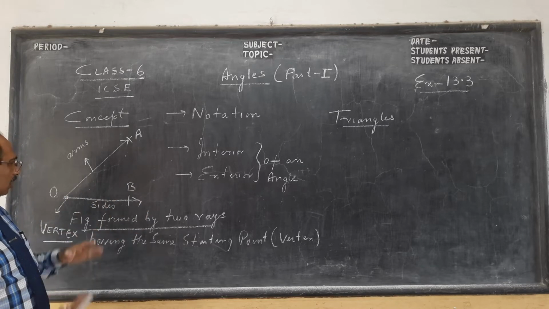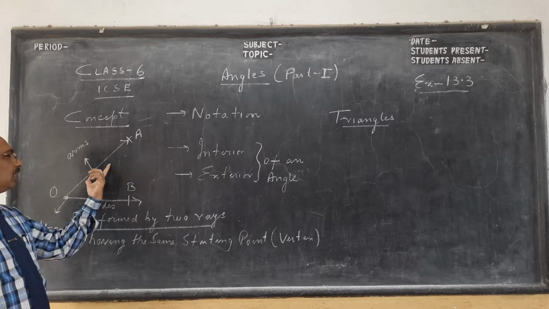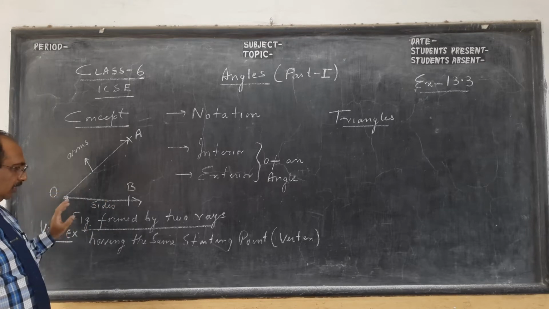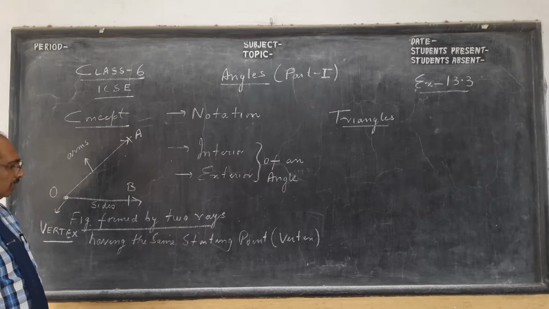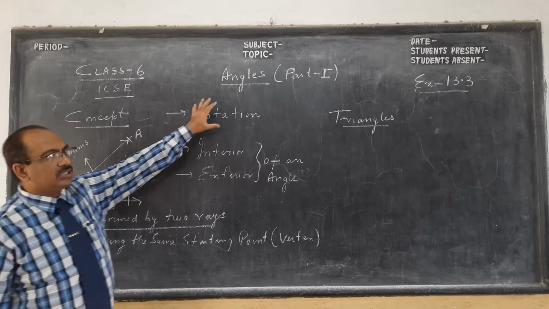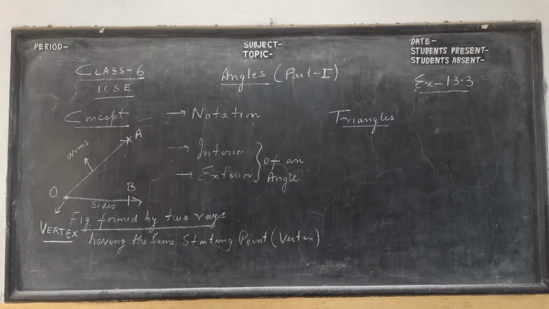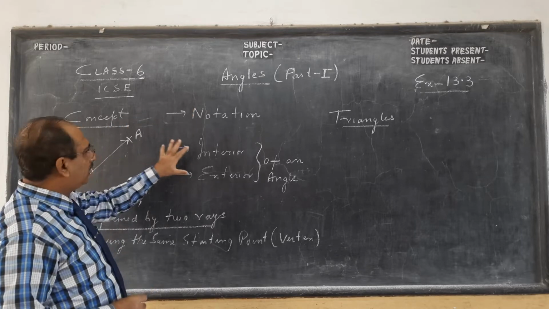Once more, an angle is formed by two rays, but when you name another point on it, it becomes a segment, OA, OB, and the vertex is the starting point of both the rays. Then we will see what notation is. But before that, I'll talk about what is in the interior or exterior of an angle. So before I go to notation, how we denote an angle, I'll tell you what is inside.